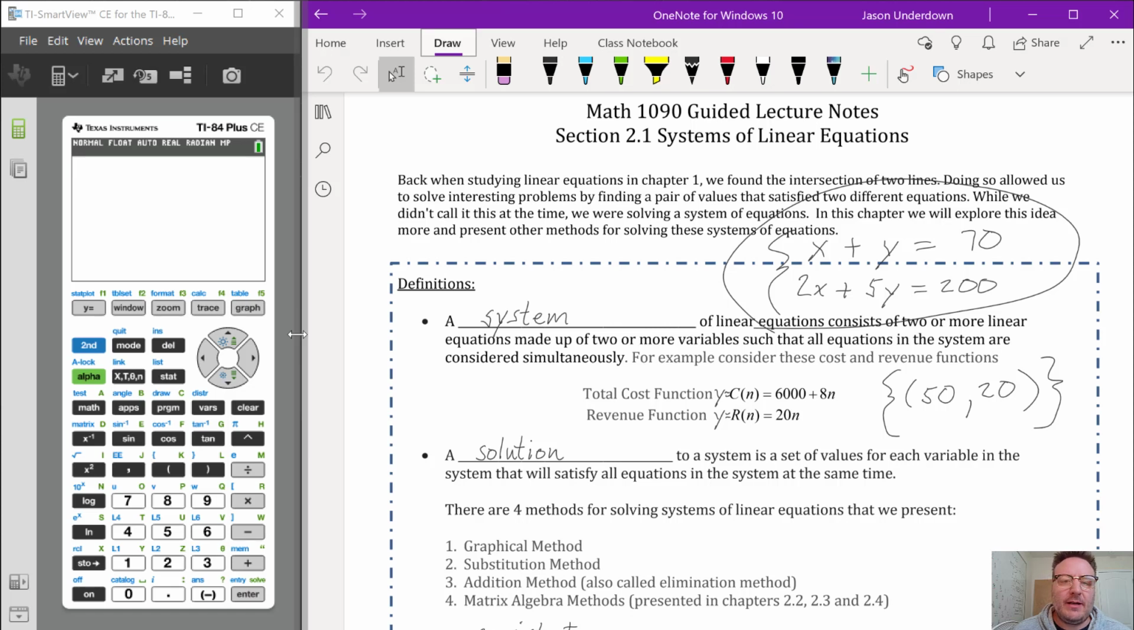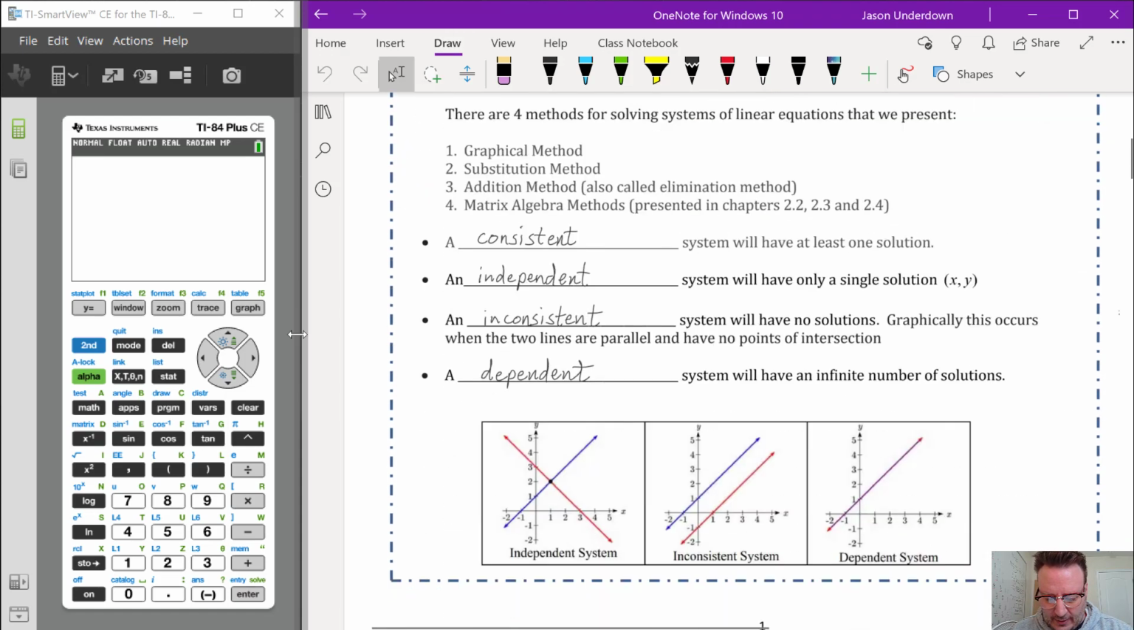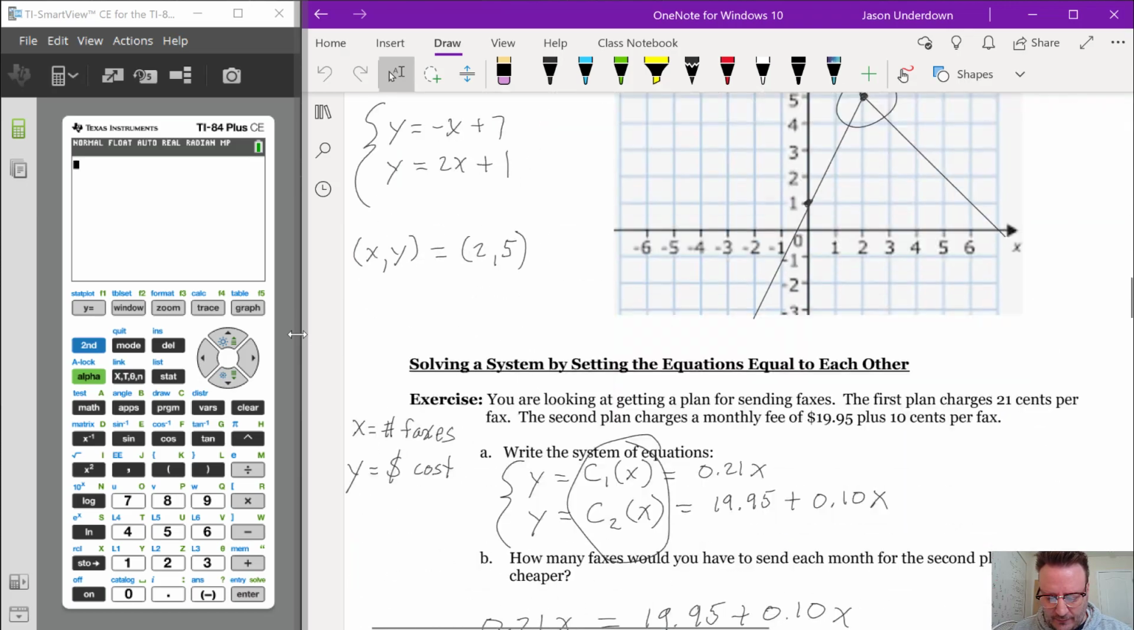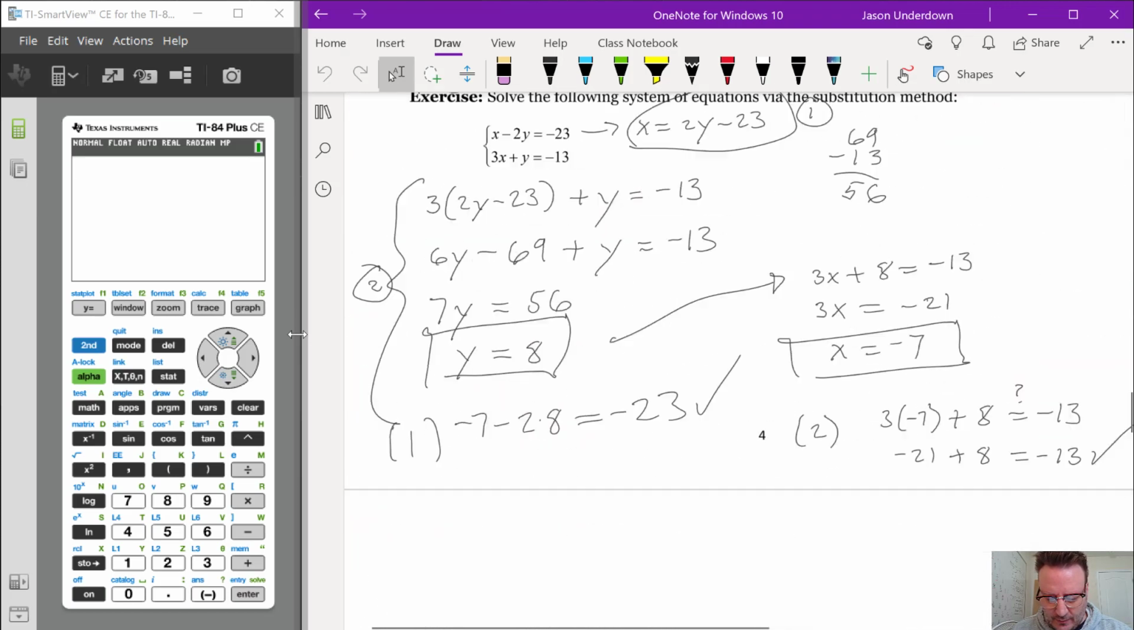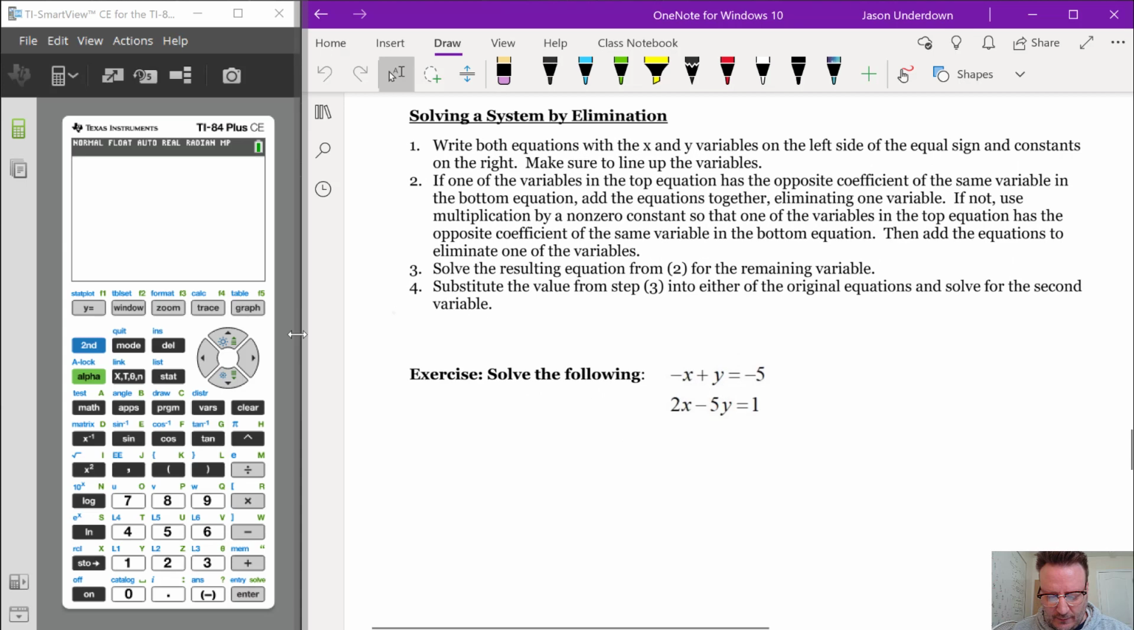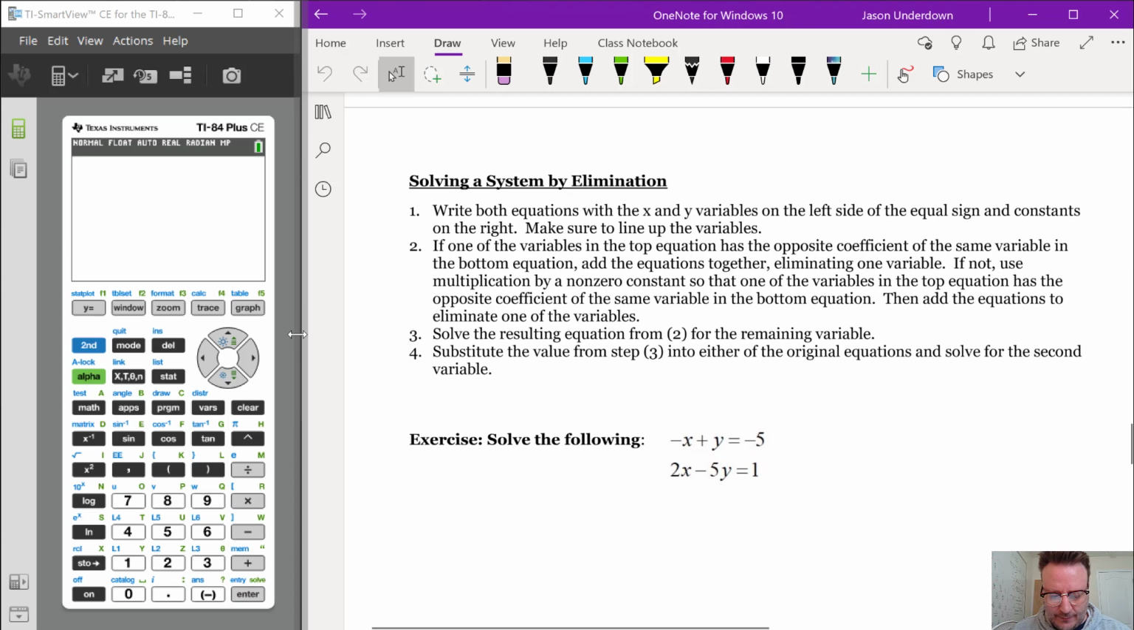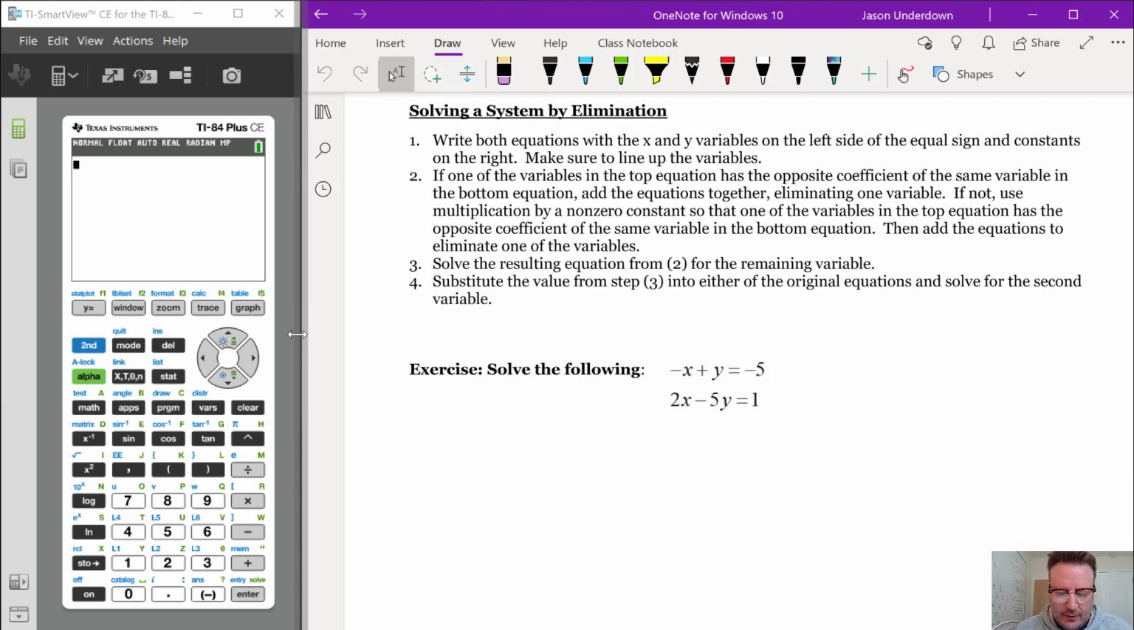This is Math 1090, Section 2.1, Systems of Linear Equations, Part 2. Okay, let's get back to where we left off, and that was solving a system by elimination. I'm going to demonstrate this right away, but let's just go through the steps quickly.